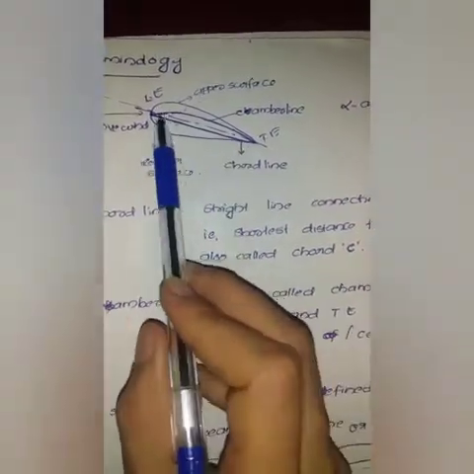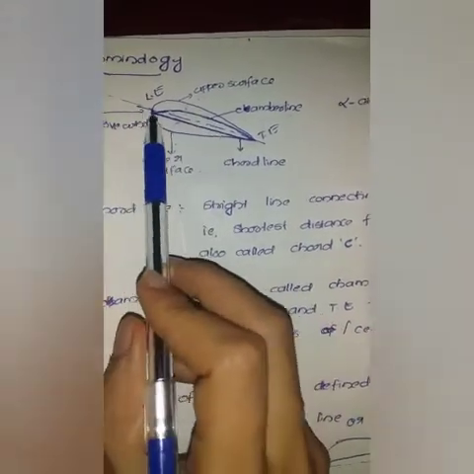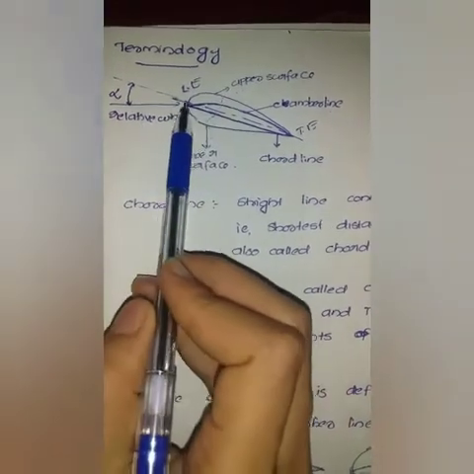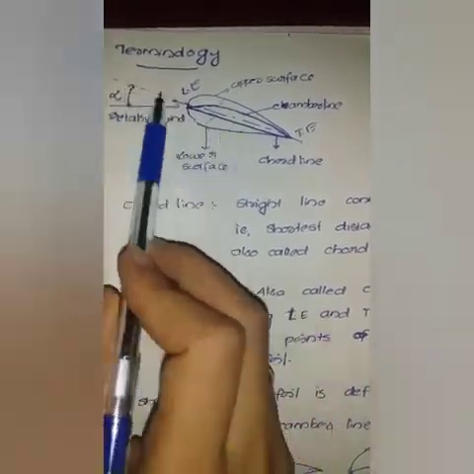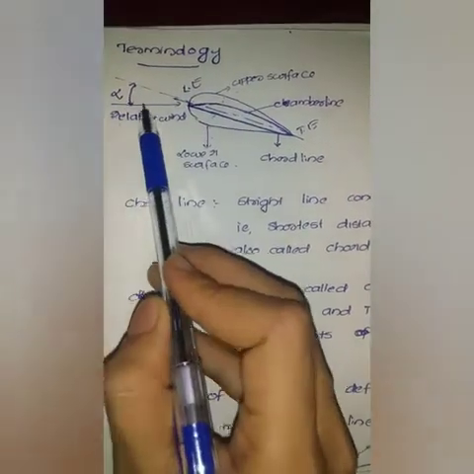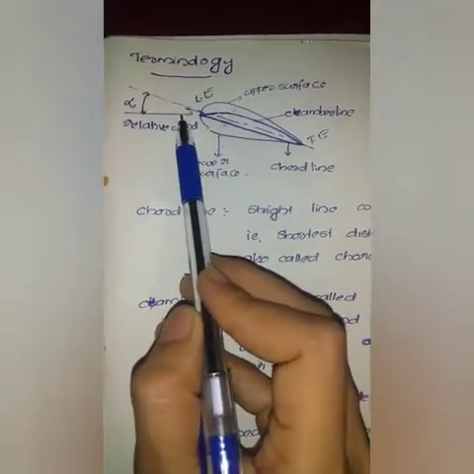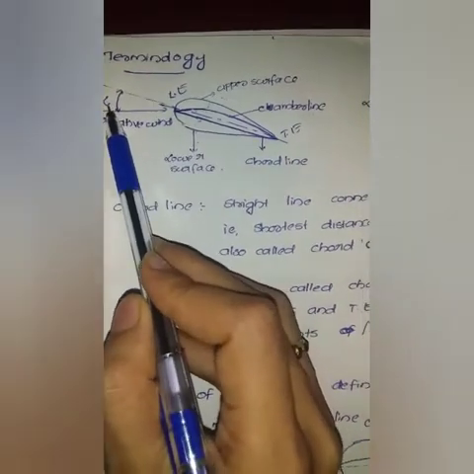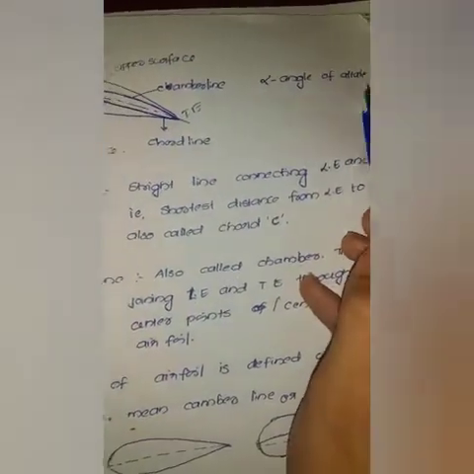midsection of the airfoil. And when the airfoil is in fluid or in air, let us consider this will be the direction of motion of the airfoil, and the wind will be in this direction. So the angle between them is called alpha. Alpha is the angle of attack.